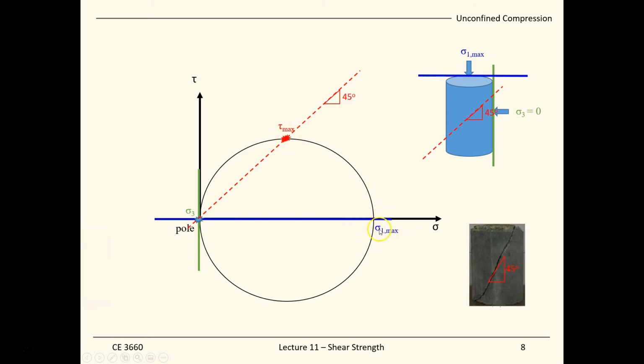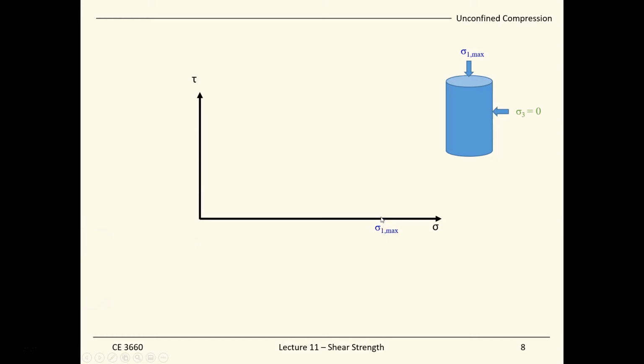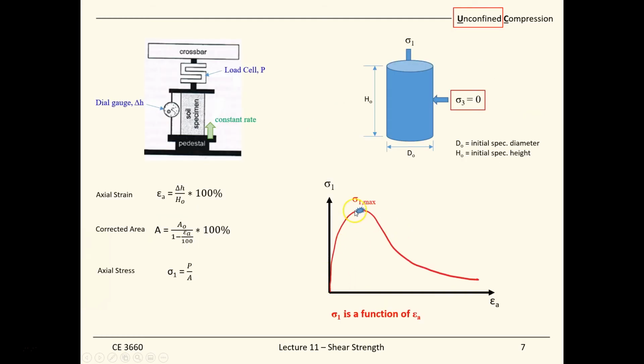Is not the sigma 1 max. It can be quite tempting when you see a stress strain curve to identify the maximum point on the curve as your maximum stress. Be very careful. This is the maximum vertical stress or maximum compressive stress, but this is not the maximum shear stress.